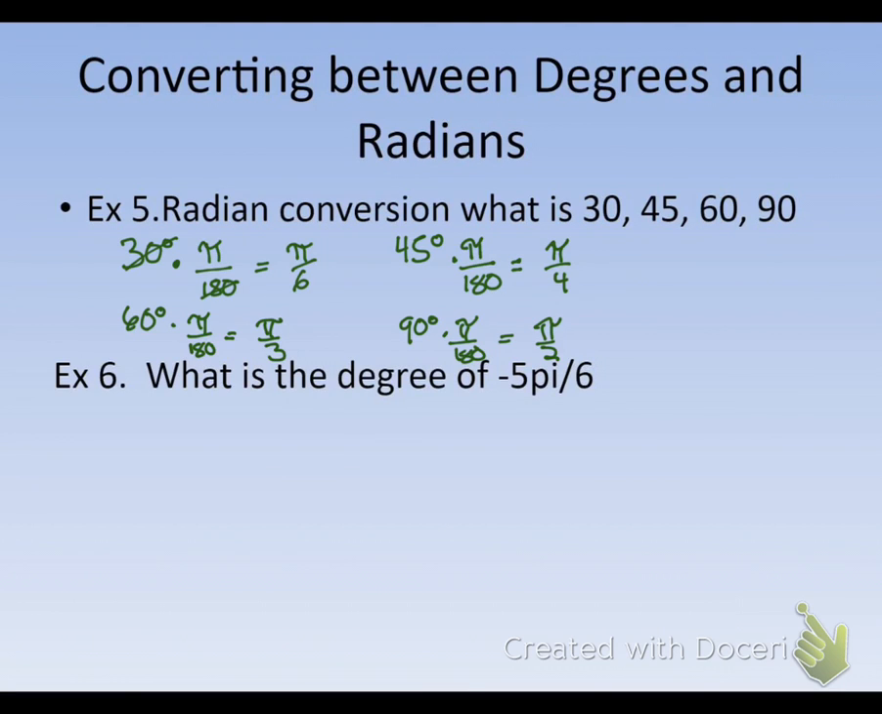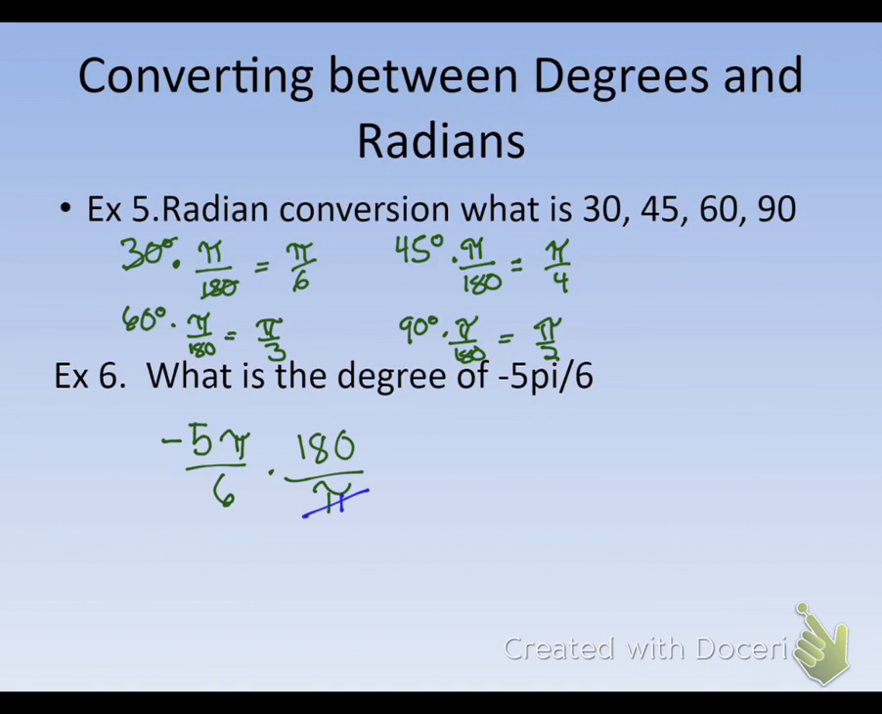The other one here is going in the reverse. It's the same thing, but we flipped that in our conversion fraction. So we have negative 5 pi over 6, and then we'll multiply by 180 divided by pi. Our pi's go away.